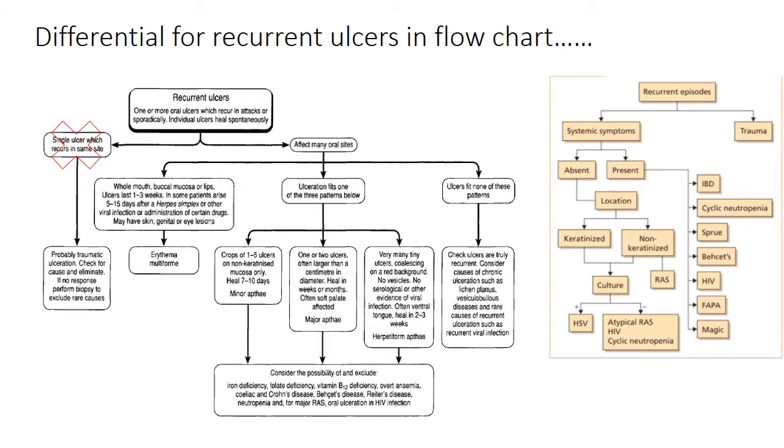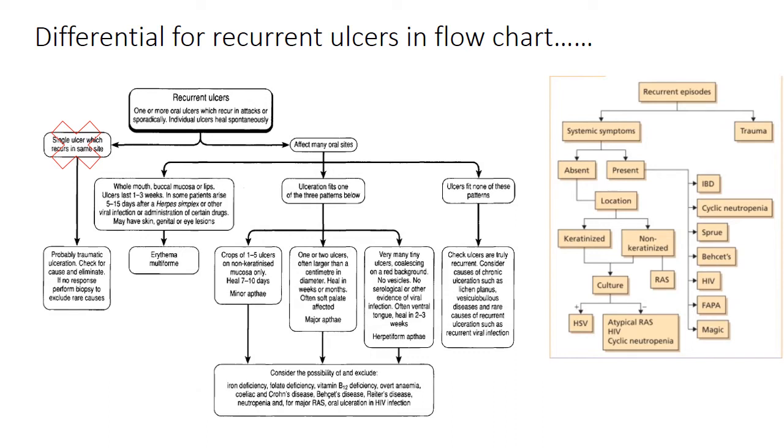In this case, as we have seen, the patient has a recurrent ulcer, which is recurring for the second time, and it is affecting multiple oral sites. So now, based on recurrent ulcers or recurrent episodes of ulcers, how can we formulate a diagnosis? This is explained in terms of a flow chart. This is how you will come up with a flow chart explaining the differential diagnosis for recurrent ulcers.